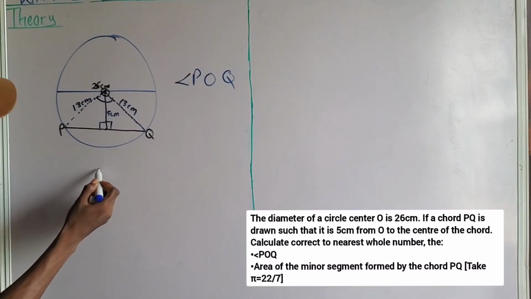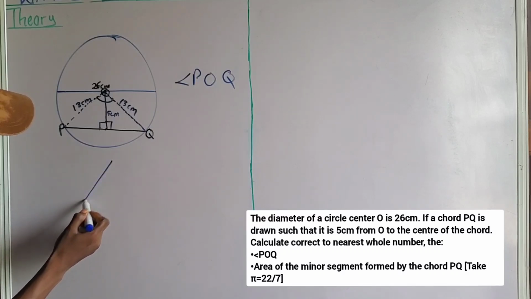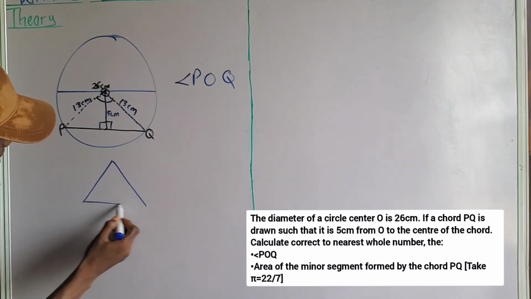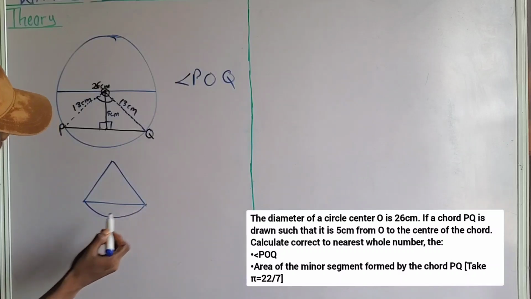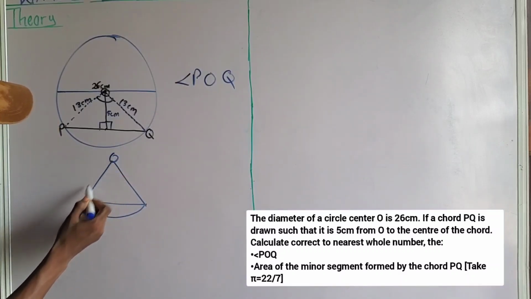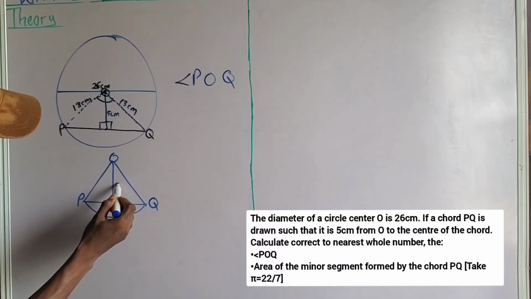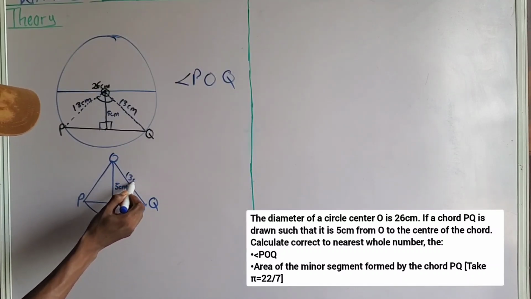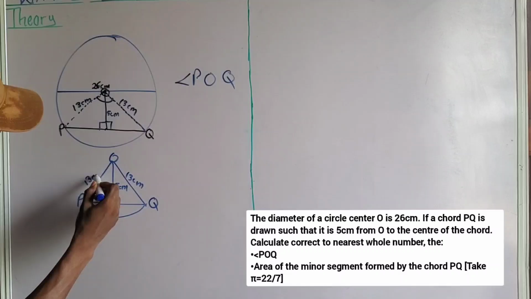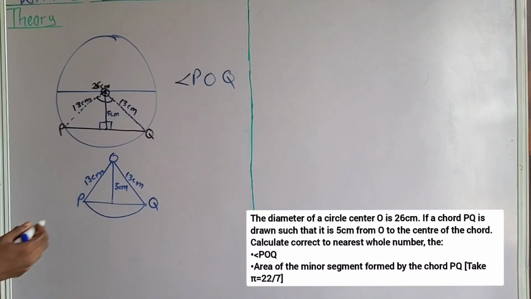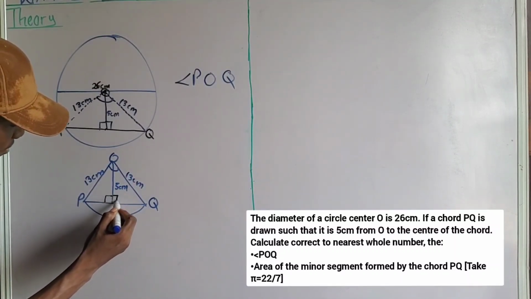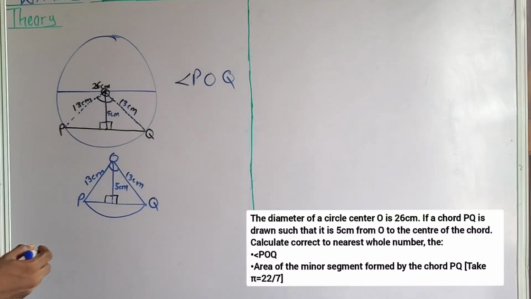Let us redraw the diagram. I'm going to have something like this. Yes. O, P, Q, then this line 5 centimeters. Then this is 13 centimeters. This is 13 centimeters. And then this is the angle that we are looking for, angle POQ. Well, now from what we have here, listen to me. From what we have here, we can find the angle POQ.